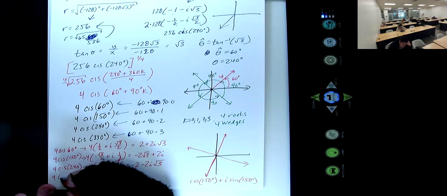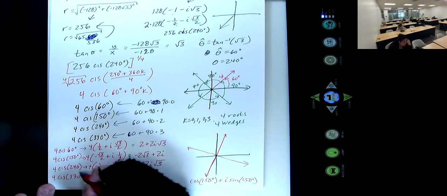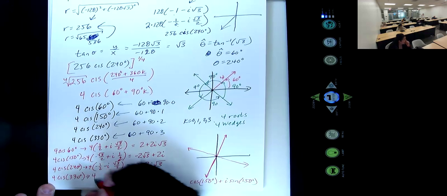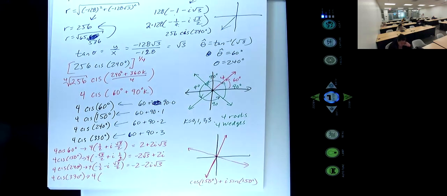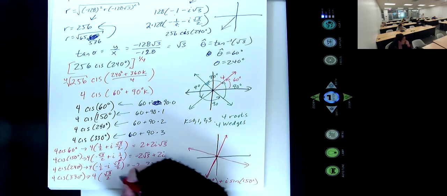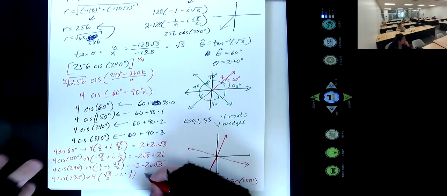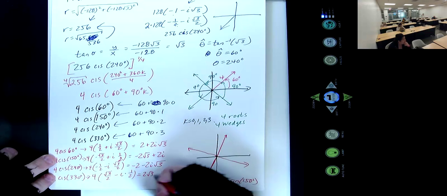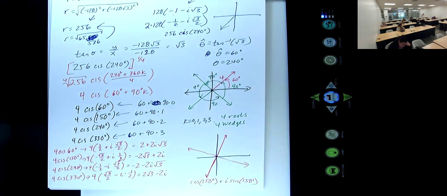And 4 cis 330. That's a reference angle of 30 degrees. Cosine of 30 degrees is root 3 over 2, and sine is negative there, so negative i times 1/2. And so we get 2 root 3 minus 2i. And those are the 4 roots of that value, 4 fourth roots.